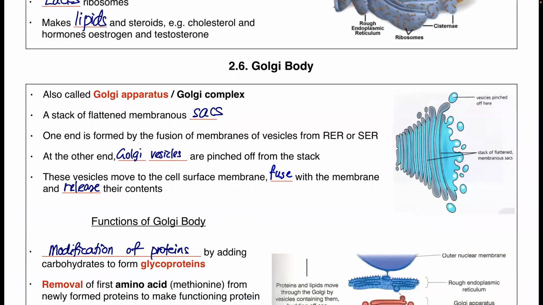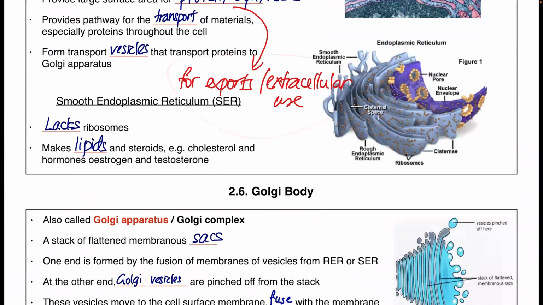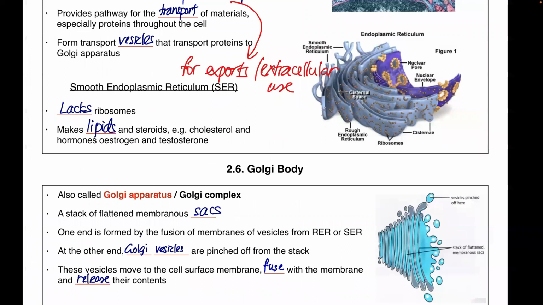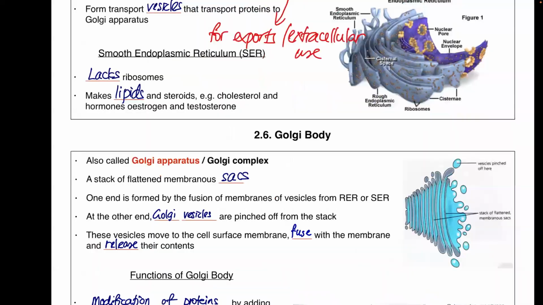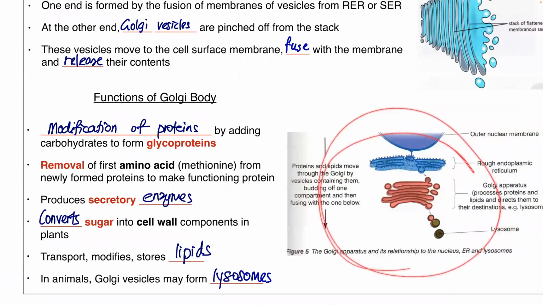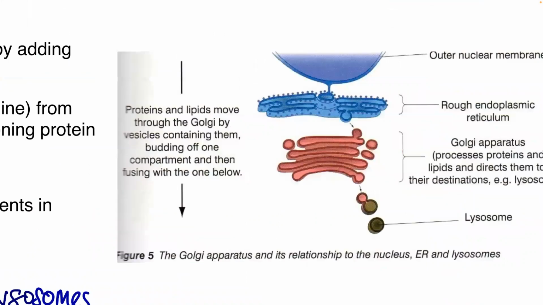So they move to the cell surface membrane, fuse with the membrane, and release their content. So it is part of the transport system, like I mentioned just now. Proteins to be used outside of the cells are actually synthesized at the rough ER. Later, as depicted in this diagram, whatever proteins are synthesized here will pinch off, and then they will come to the Golgi for further modification.